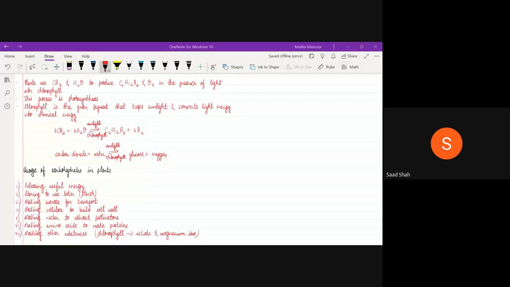Clear. Okay. Anyone else? Any questions? Everyone's clear? Ayla, Ahmed, Zoya, Abdulbasit. Yes. All right, great. Please note this down. Then we'll talk about the structure of leaf.